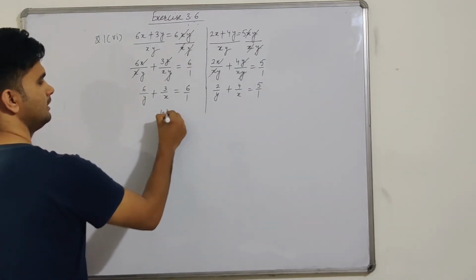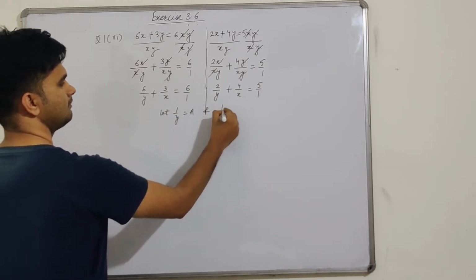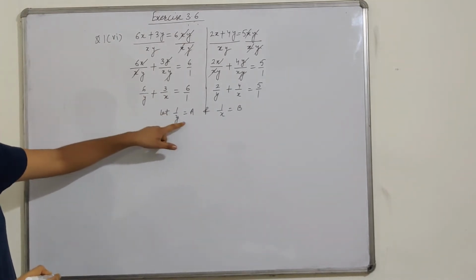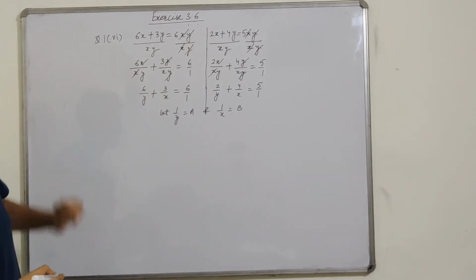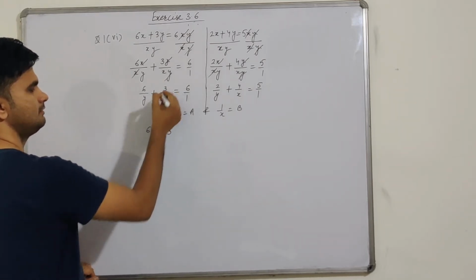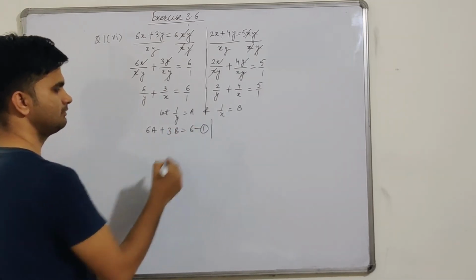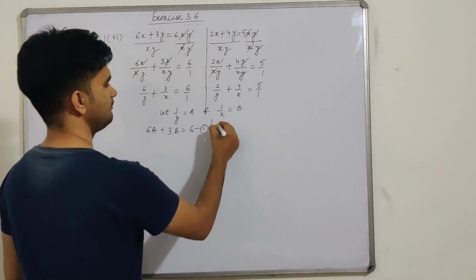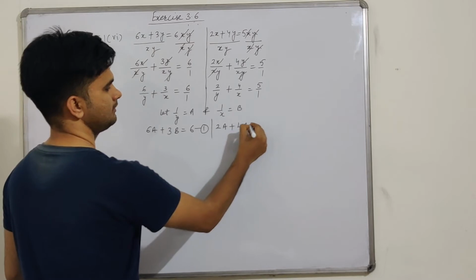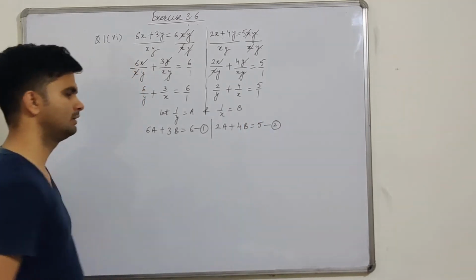Then let 1 over y is equal to a and 1 over x is equal to b. If 1 over y is equal to a, it means 6 over y will become 6a. This 3 by x will become 3b is equal to 6. Give it the name equation 1. Same way here, this will become 2a plus 4b is equal to 5, equation 2, right?